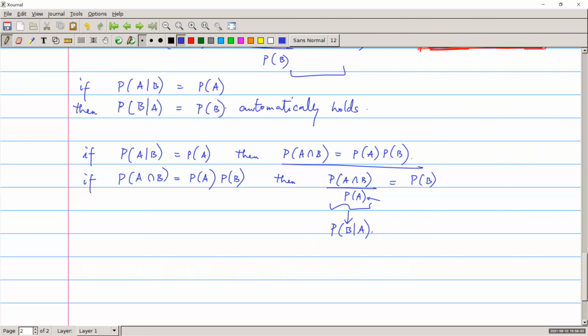So the important point here is that if the probability of A given B is the probability of A, it automatically will hold that the probability of B given A will be the probability of B. So if knowing that the outcome belongs to B does not tell you anything about whether the outcome is in A, the reverse is also true. Knowing that the outcome belongs to A will not tell you anything about whether the outcome is in B.